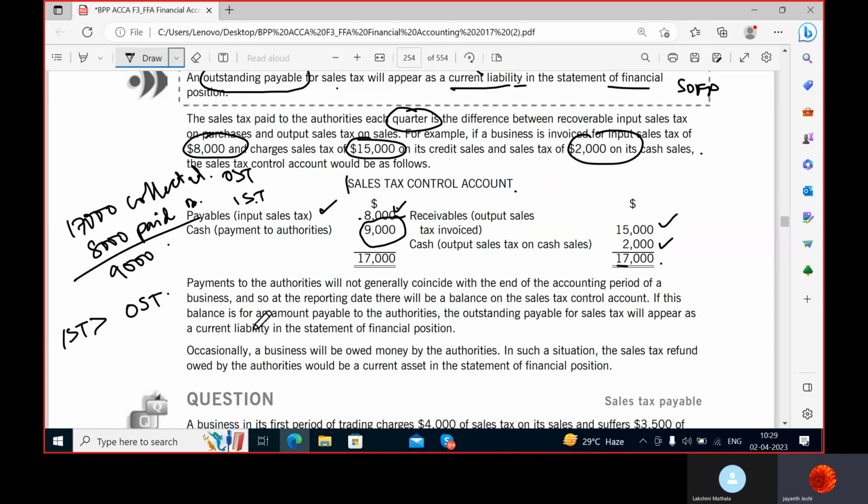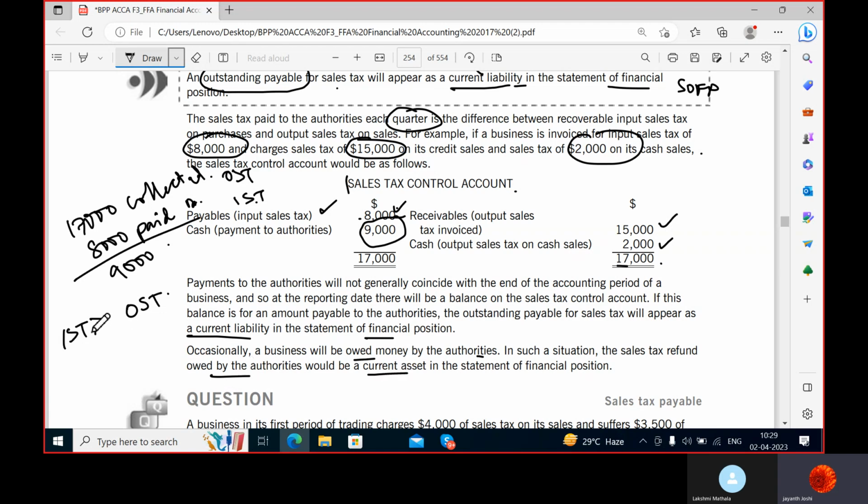If this balance is for an amount payable to authorities, the outstanding payable for sales tax will appear as a current liability in the statement of financial position. Occasionally a business will be owed money by the tax authorities. In such a situation, the sales tax refund owed by the authorities would be a current asset.